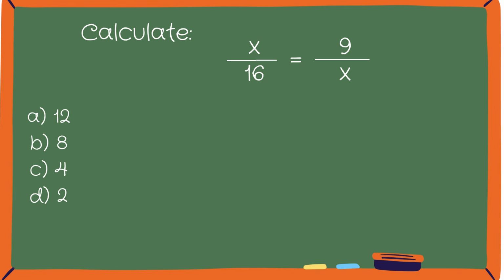Look at this exercise. x divided by 16 is equal to 9 divided by x, an equality of fractions. When I have an equality of fractions, some very interesting rules are fulfilled. Look at the alternatives. A, 12, B, 8, C, 4, or D, 2. Try to do the exercise, pause the video, and place your answer in the comments.